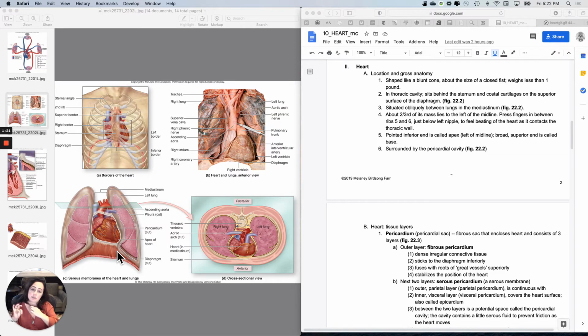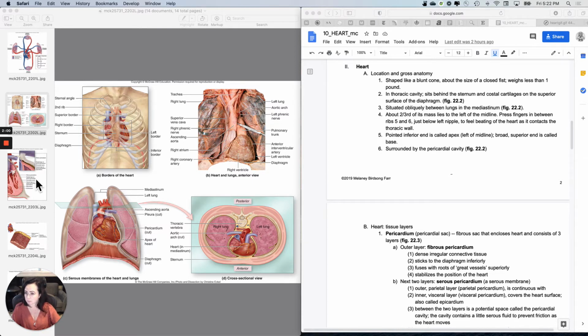If you can count from the sternum down 5 or 6 ribs, it's easier if you don't have breasts, just below the left nipple, you can feel the heart beating as it contacts the anterior thoracic wall. The pointed end of the heart that actually points down is counterintuitively called the apex, which means top, but it also means point. And then this portion right here is actually called the base of the heart. The base has all the blood vessels coming off of it. And it is, of course, surrounded by the pericardial cavity, and we're about to talk about the pericardial cavity.